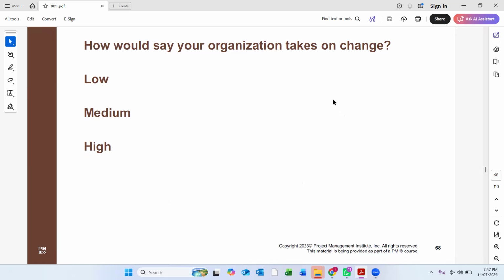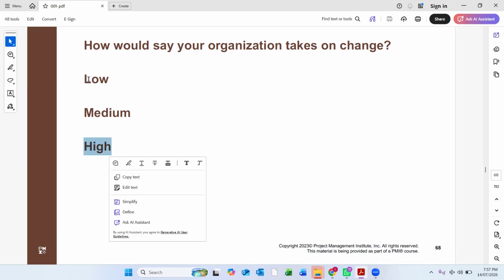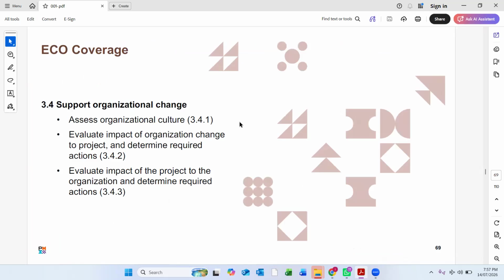It depends, not every organization takes change rapidly. Every organization has a different style, their own organization environment. Maybe some organizations take changes at a high level, some have low, some have medium, so it depends.